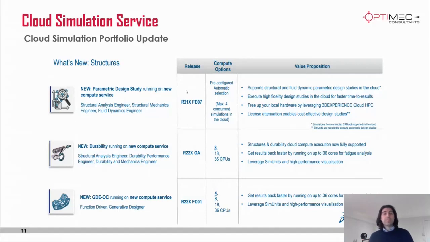The next one up is the durability applications. If you want to do some fatigue, it comes with 8 cores embedded compute, and you can run up to 36 cores on the cloud with sim units again. And the GDE, the function-driven generative designer, which is topology optimization software, comes with 4 cores embedded and up to 36 if you run on the cloud.